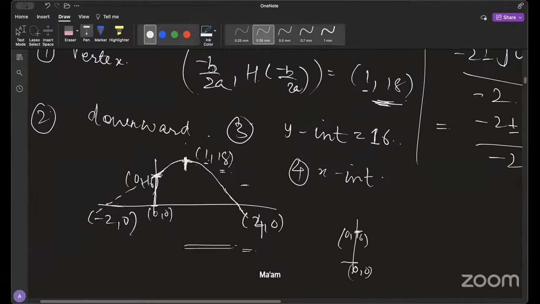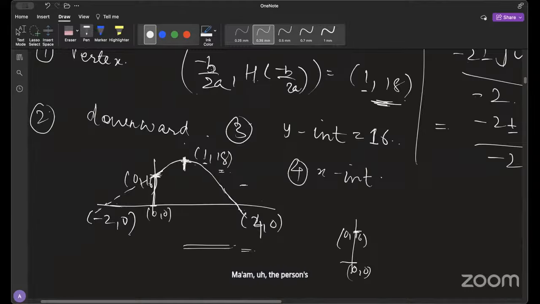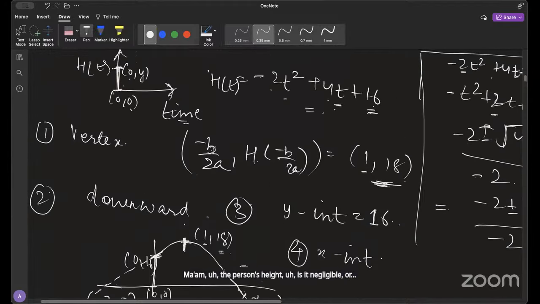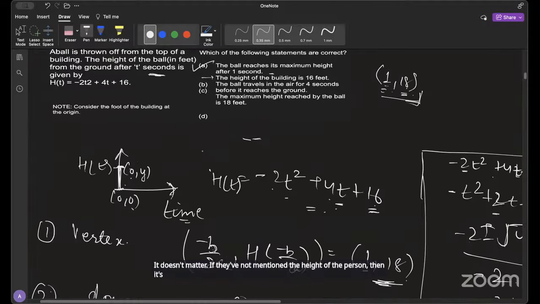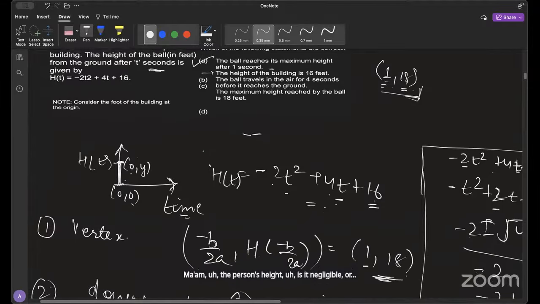Ma'am, is the person's height negligible, or how is it? It doesn't matter. If they've not mentioned the height of the person, then it's negligible only. Okay.